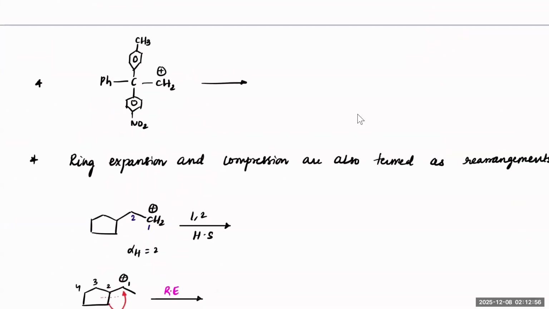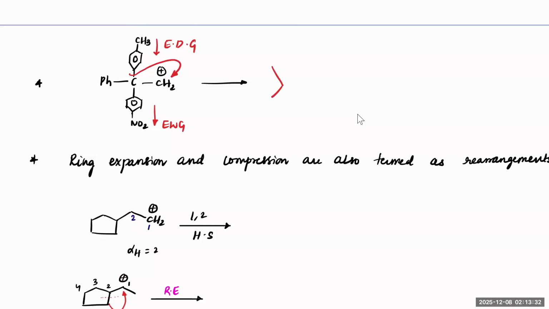Next one. If you have a carbocation here, adjacent to that, we have a toluene group, a nitrobenzene group, and a phenyl group. You know that here this is an electron withdrawing group, so it cannot stabilize. While here it is an electron donating species. So electron withdrawing group, electron donating group. Because it is electron donating, this group can easily migrate here. So that's why you migrate this carbon here.